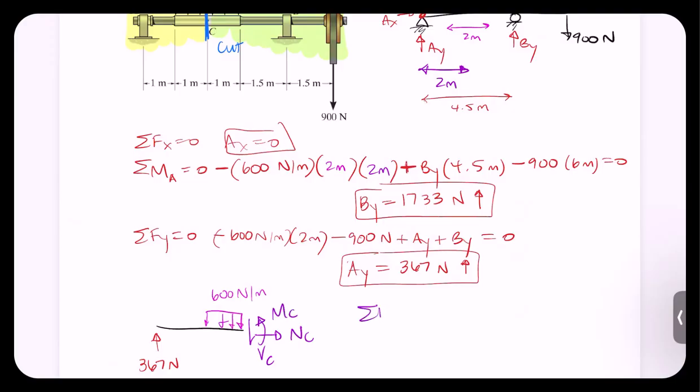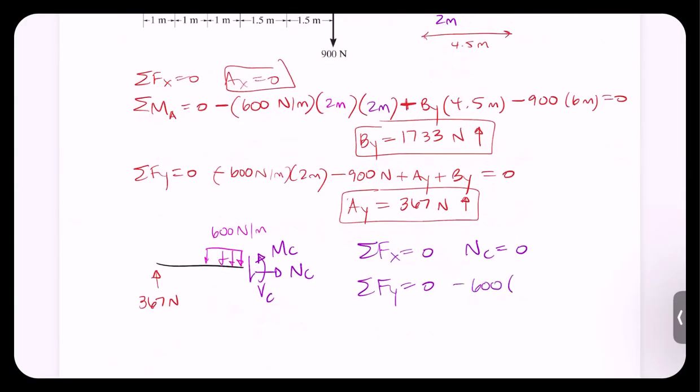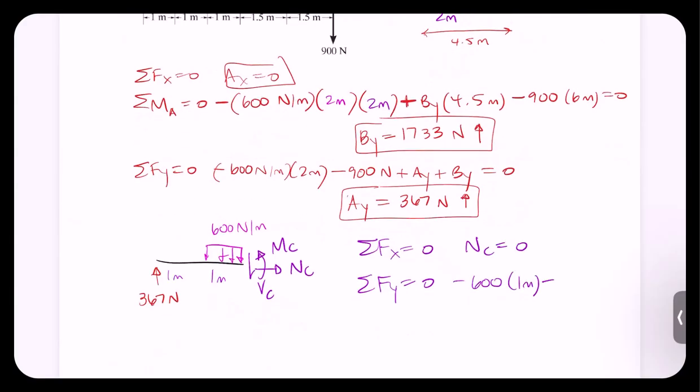Sum my forces in the X direction. There is no axial force. Sum my forces in the Y. Got minus 600 times 1 meter plus 367 minus VC equals 0. So VC is equal to minus 233 newtons, so it's actually upward.